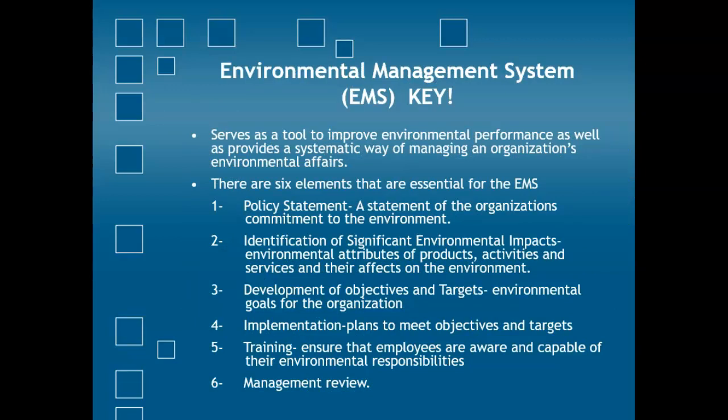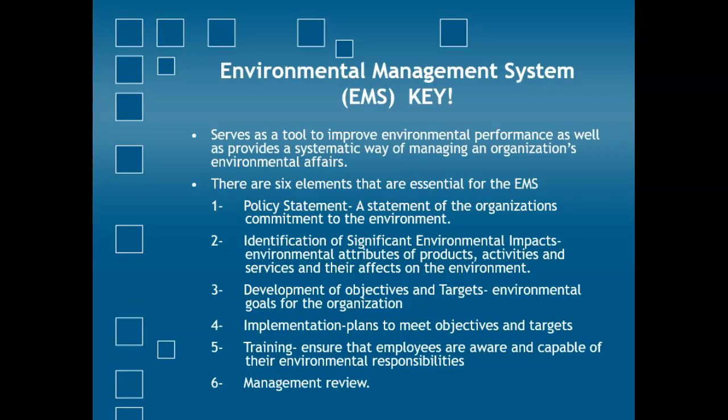So let's talk a little bit about the EMS, the Environmental Management System. It serves as a tool to improve environmental performance as well as provide a systemic way of managing an organization's environmental affairs. So it has 6 elements. There's the policy statement, a statement of the organization's commitment to the environment. Oftentimes you can find these when you go to a company's website. You can read about their commitment to the environment. I've read it on many, many companies' websites.